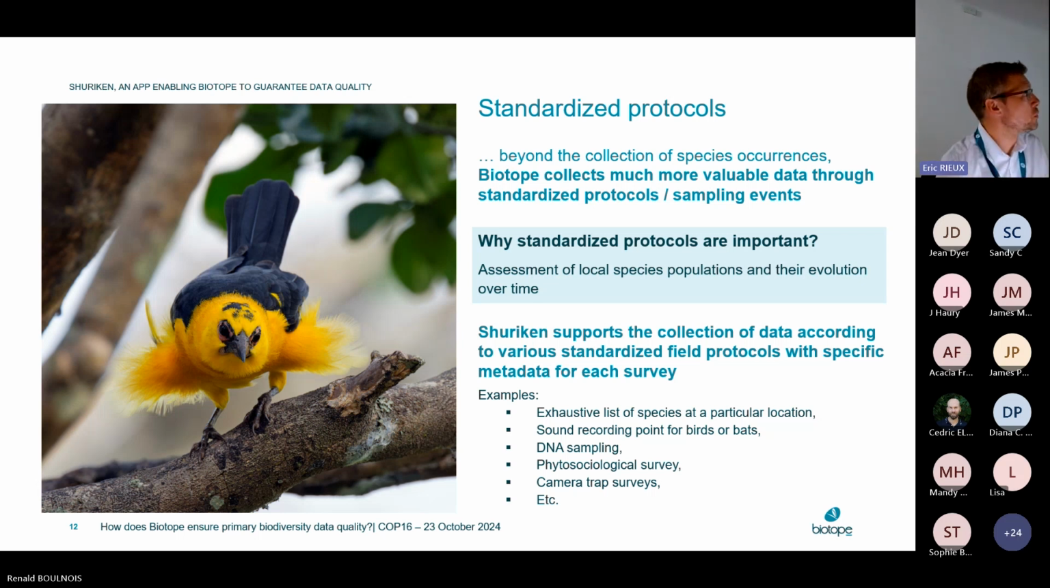Examples of protocols we carry out in the field. So basically, an exhaustive list of species, just a species list, not very interesting in an ecological way. Sound recording points for birds and bats, especially ultrasound recording for the bats. DNA sampling, phytosociological surveys. This is for the plants, the community of plants in the field. Camera trap surveys with specific protocol, etc. Distance protocol with camera trap, combining the photo and the distance to the trap. Very interesting to quantify the population in a specific landscape.